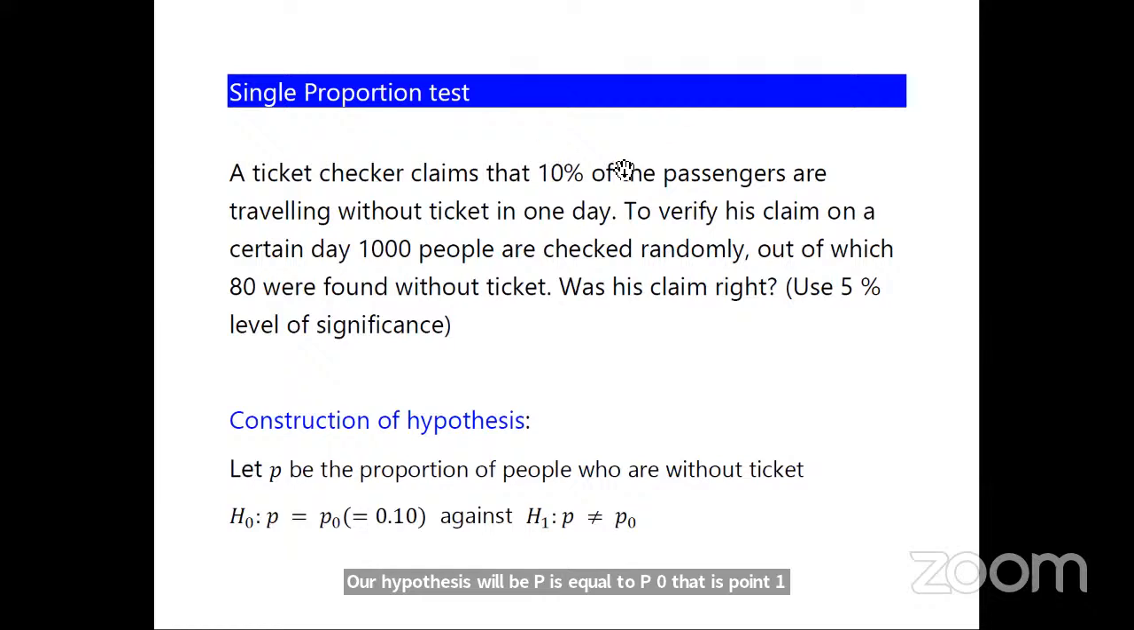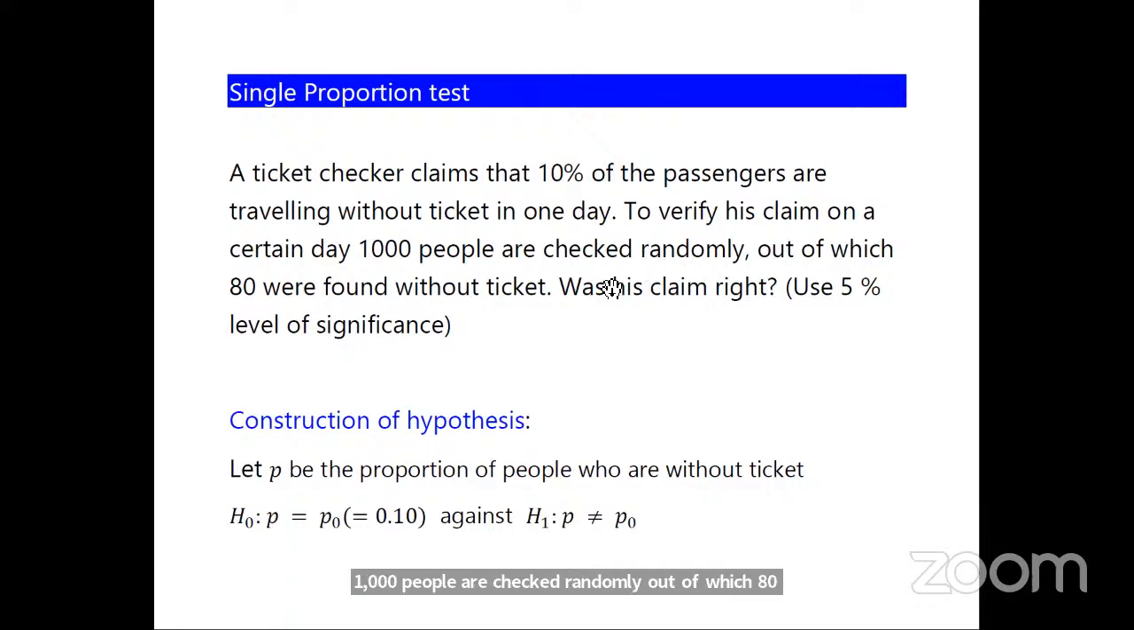Now what somebody will do, if they want to check, really has to go to, suppose, a railway station and check randomly, isn't it? It is the general procedure by the TCs. They do like that only. Randomly tell somebody to show the tickets. Like that, the study was already completed and 1,000 people were checked randomly, out of which 80 were found without ticket, right?